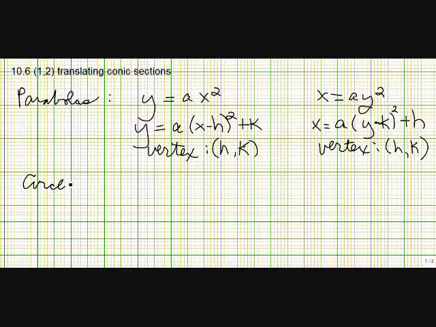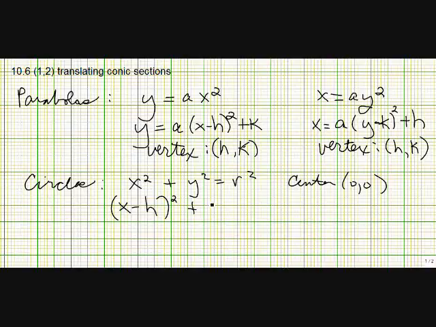Circles. So if we have x squared plus y squared equals r squared, then the center of my circle is at 0, 0. But we found if we have x minus h squared plus y minus k squared equals r squared, the center moves to h comma k.